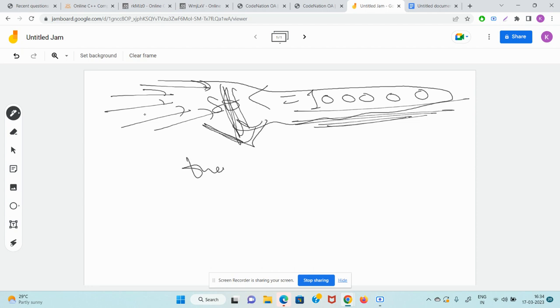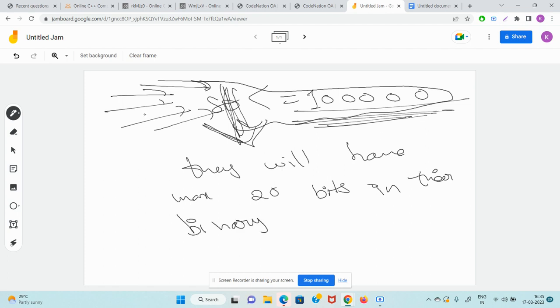So they will have maximum 20 bits in their binary representation. If you don't understand what I'm saying, you should please watch my bit manipulation playlist given in the description. I've taught things there from a beginner level.